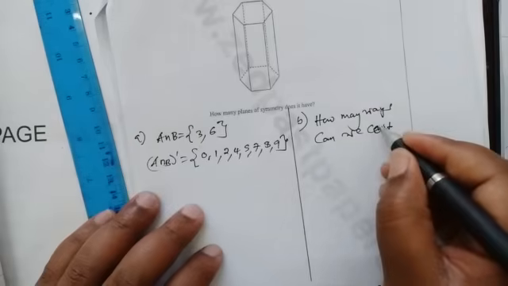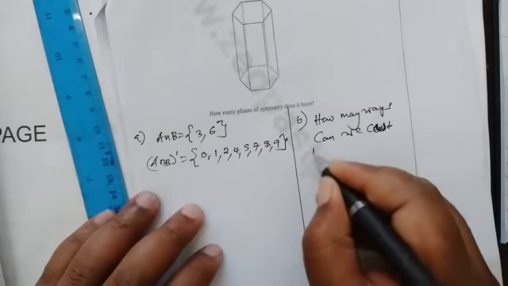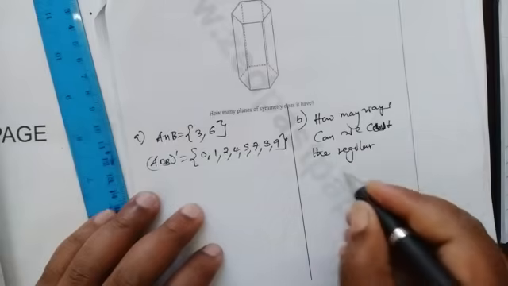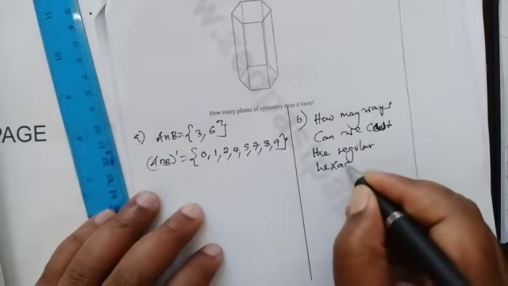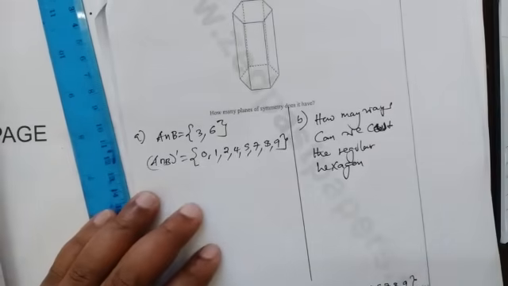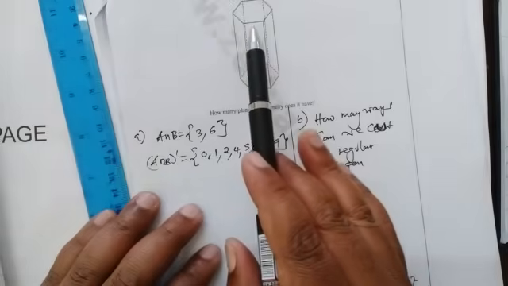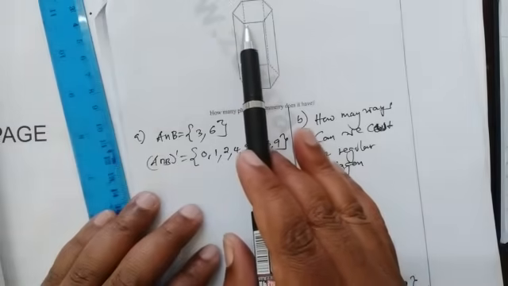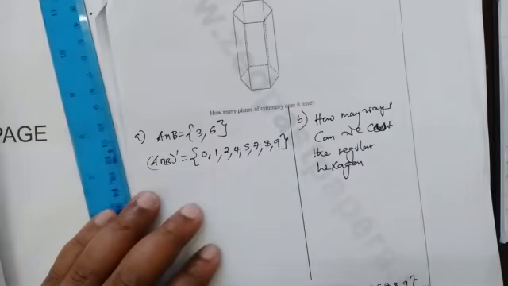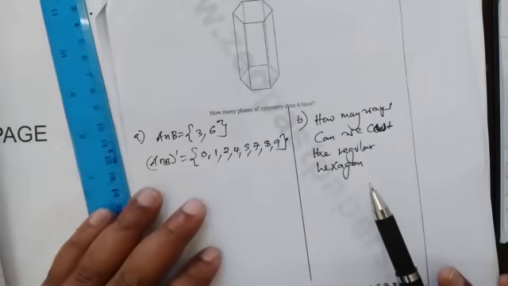Can we cut the regular hexagon so that it is able to fit its own outline? In how many ways? Since the hexagon has 6 equal sides, 1, 2, 3, 4, 5, 6, in whichever side that you are going to cut, the outline will be able to fit.